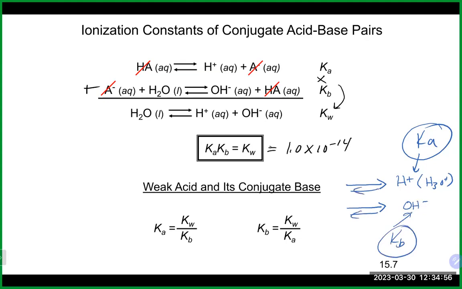You want to make sure you have those equations, and that's pretty much how you know which one to use. Also, in most cases, if you have H plus or H3O plus on the product side, it's probably going to be more of an acidic solution. And if you have OH minus on the product side, it's going to be more of a basic solution.